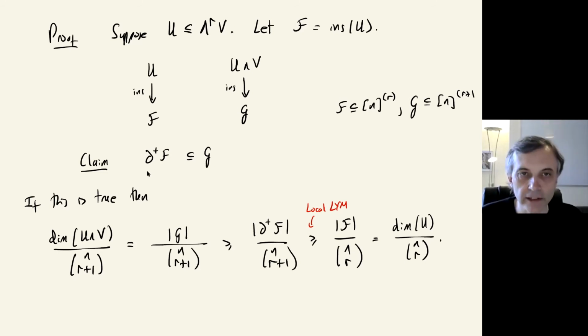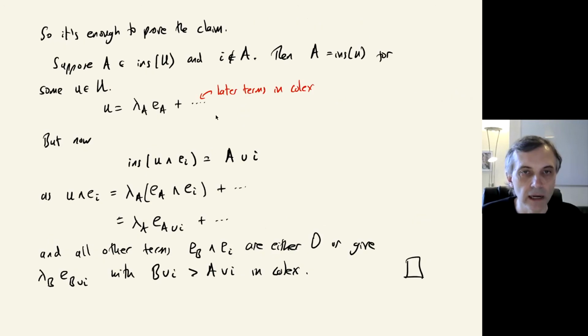Okay, so let's just check that. It actually is very much like arguments we've seen already. So let's prove the claim. Suppose we have A in the initial set of U and I is not in A, and we'll just check that A union I is in the initial set of U wedge V. So if we wedge and take the initial set, it has to contain A union I. We're just taking an arbitrary element of the upper shadow.